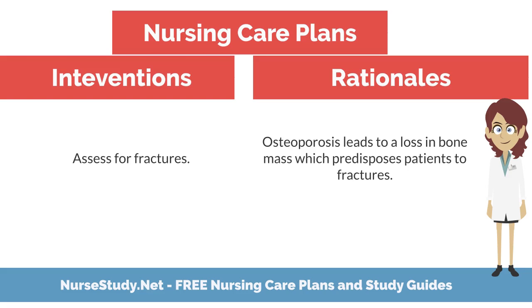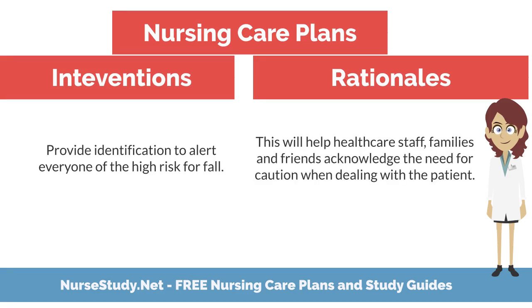Intervention. Assess for fractures. Rationale. Osteoporosis leads to a loss in bone mass, which predisposes patients to fractures. Intervention. Provide identification to alert everyone of the high risk for fall. Rationale. This will help healthcare staff, families, and friends acknowledge the need for caution when dealing with this patient.